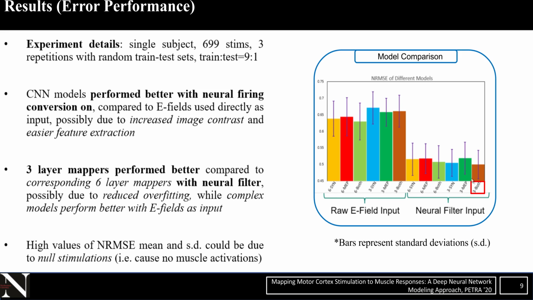This could be due to the fact that the neural firing input causes increased image contrast and possibly aids in easier feature extraction. Then the 3-layer mappers perform slightly better than their 6-layer mapper counterparts with the neural firing input, but with the raw E-field input, it's actually the opposite, which could be due to the raw E-field input having more parameters, less zeros, being less sparse, so we need more parameters to estimate. So these more complex models are doing better. And again, we will look into this later, but these apparently high values of the NRMSE mean and the standard deviations could be due to null stimulations, which we're going to look at in two slides.